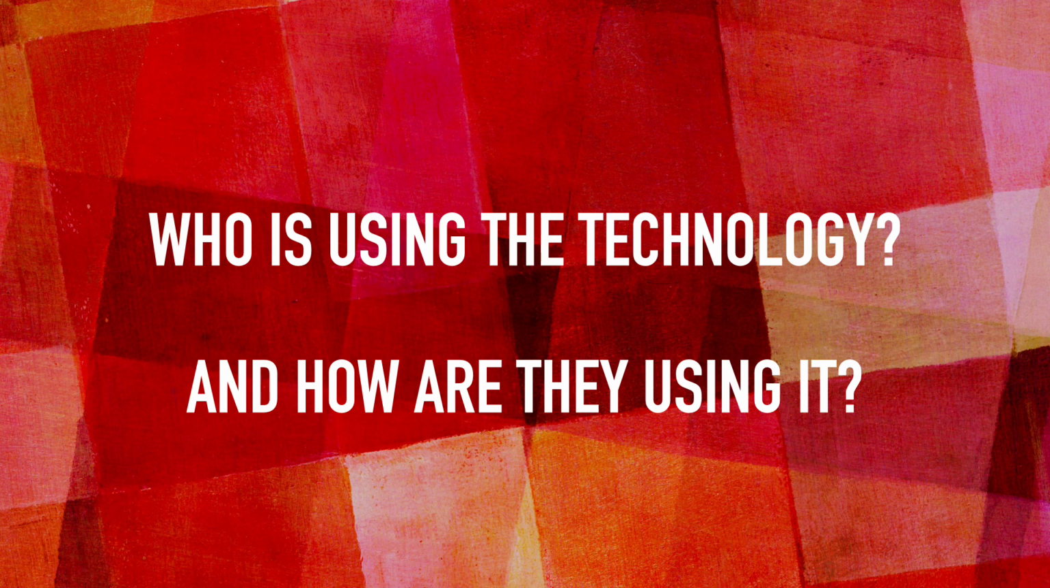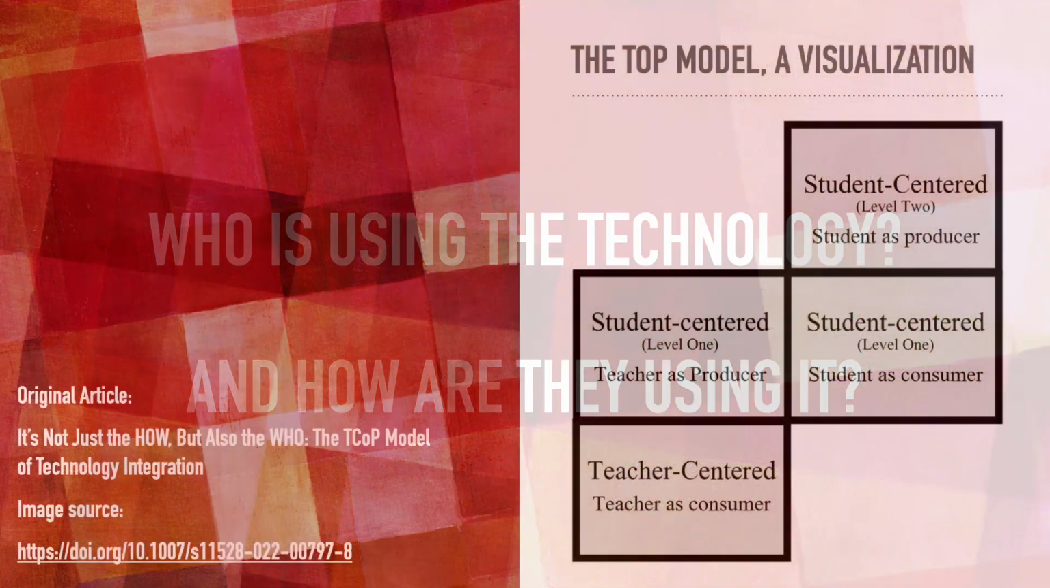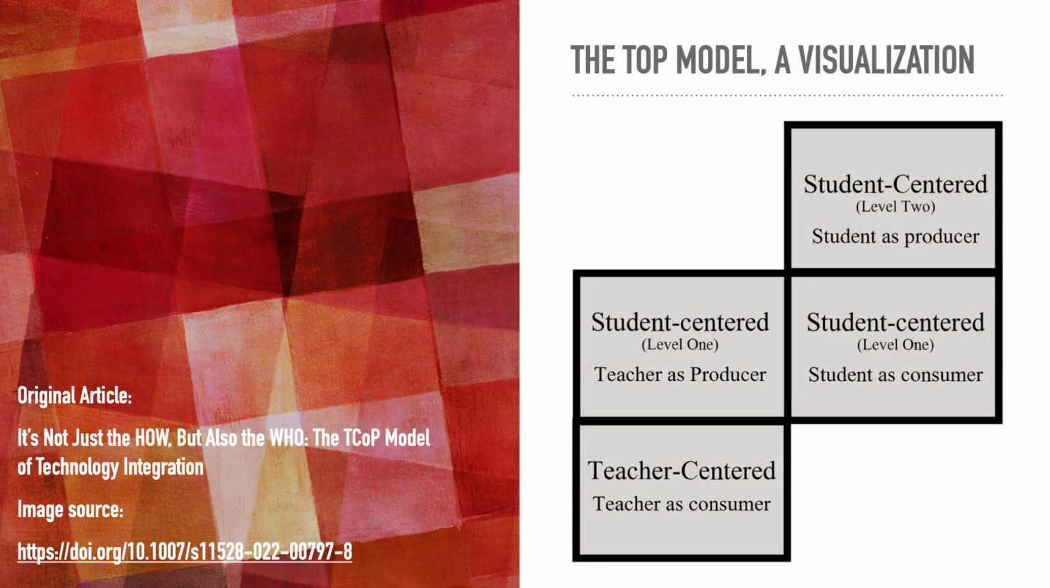Who is using the technology and how exactly are they using it? The answer to the first question is either the teacher or the student. The answer to the second question is either consuming technology or producing artifacts with the technology. Here's a diagram that explains.